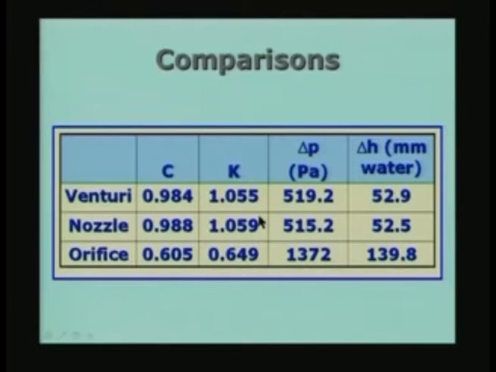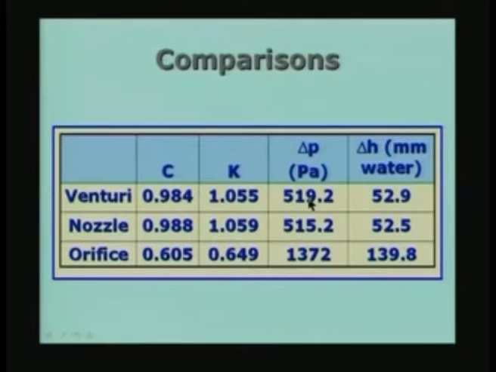mass flow rate case. The corresponding values of K, the flow coefficient, can also be calculated, nothing but C multiplied by M. M value is the same for these three cases, equal to 1.072. So, this comes to 1.055, 1.059, 0.649. We see that the value of K is the smallest for the orifice, and the venturi and the nozzle are more or less the same order of magnitude, very close to each other, and therefore, we expect the delta P generated by both the venturi and nozzle to be close to each other.